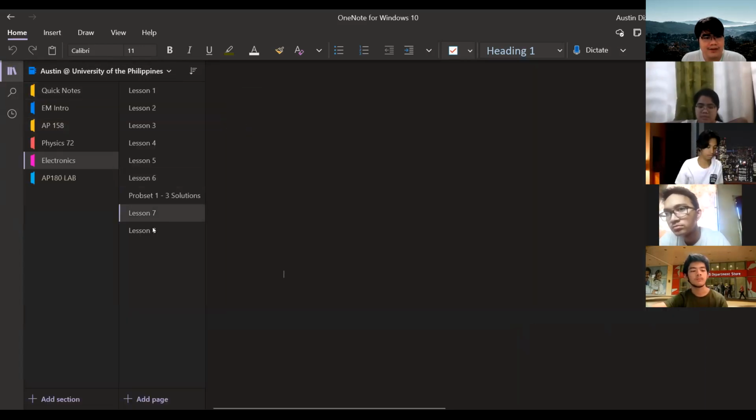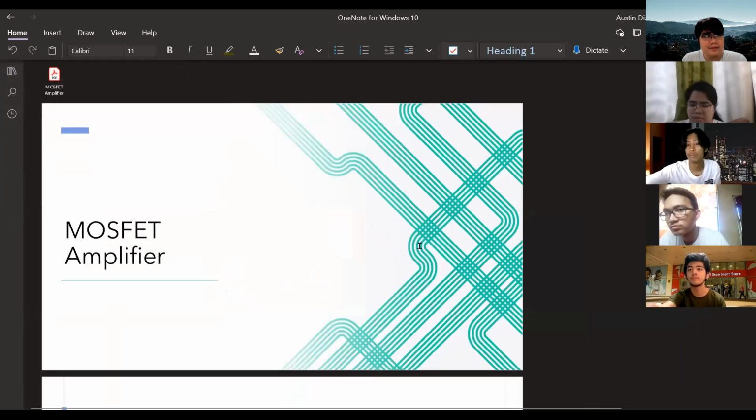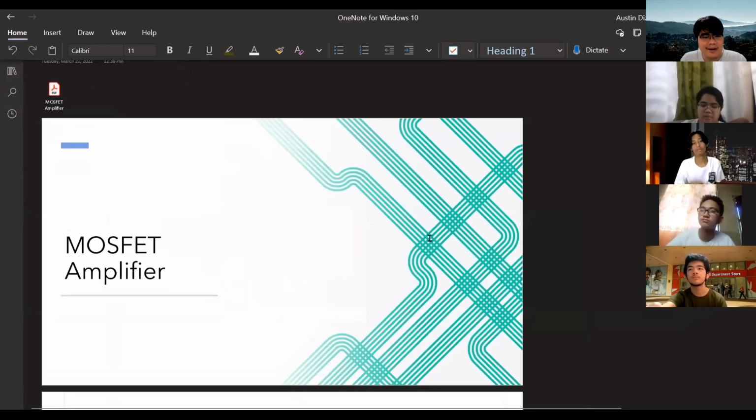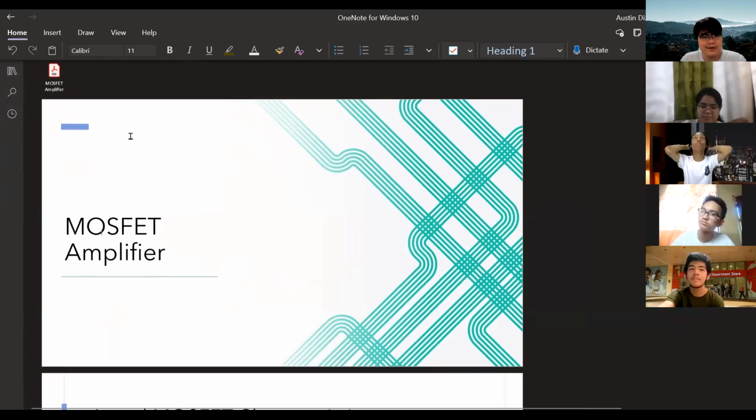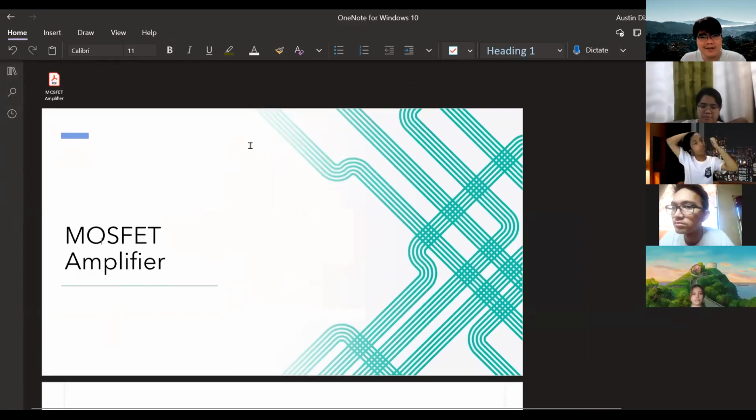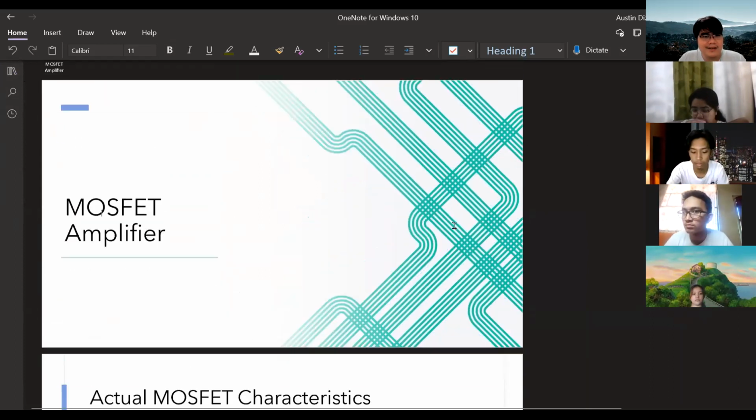Okay, so now we proceed to a better representation of our MOSFETs. So for this subchapter, well, chapter siya, hindi siya subchapter. MOSFET amplifier yung topic. Pero ang haba nun, ang daming sinasabi. Hindi pa natin kailangan lahat yung ideas na nandun. So, pili lang yung mga didiscuss natin.